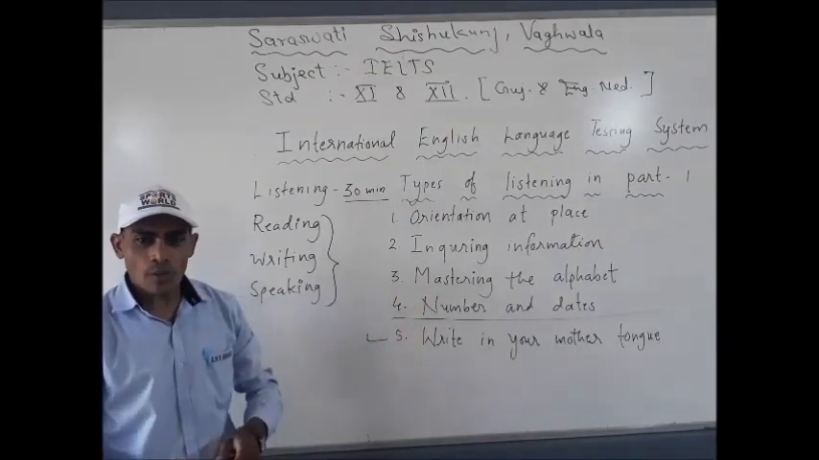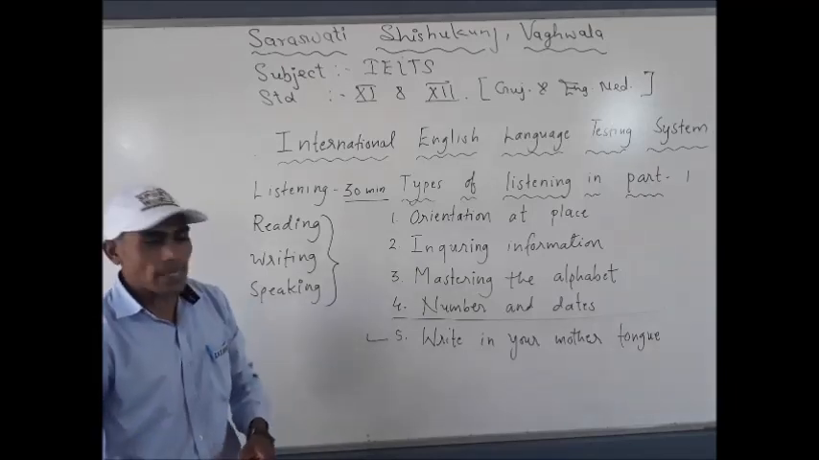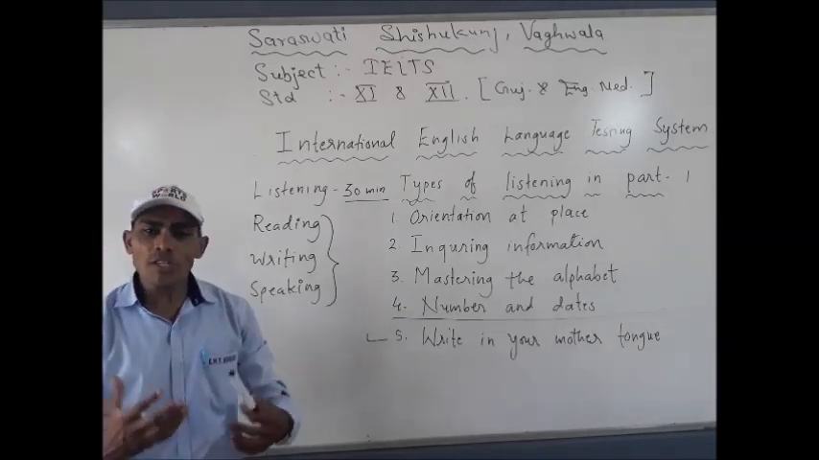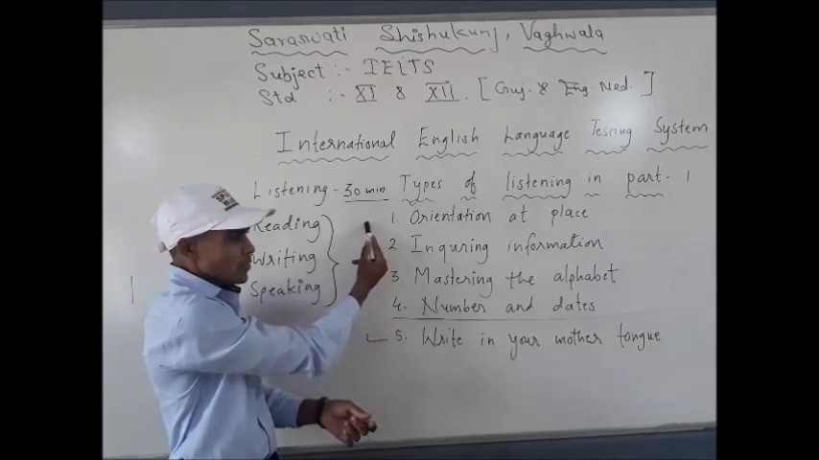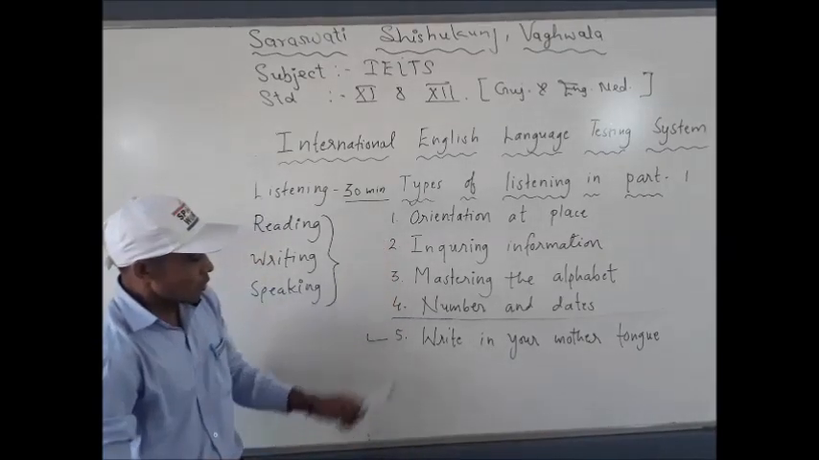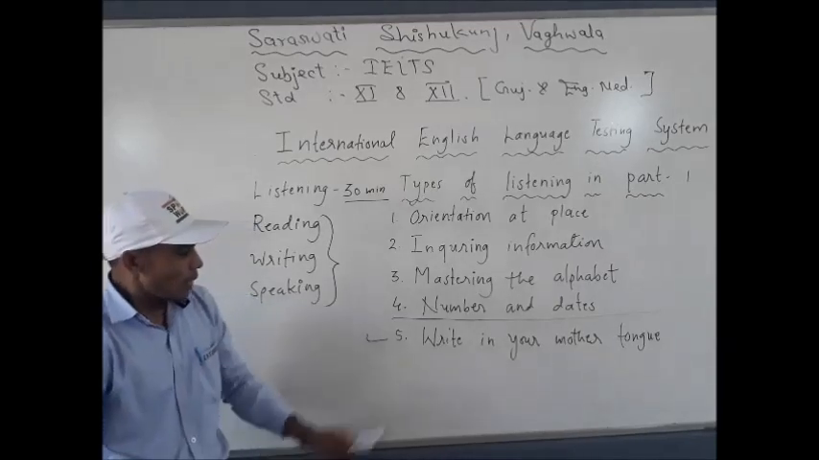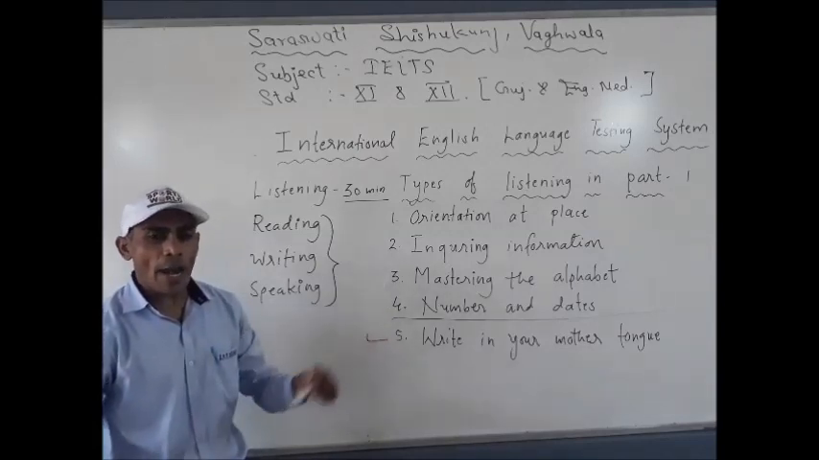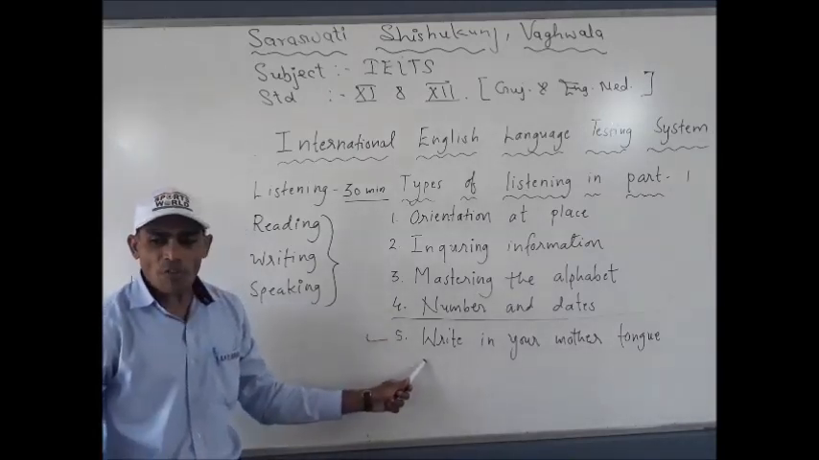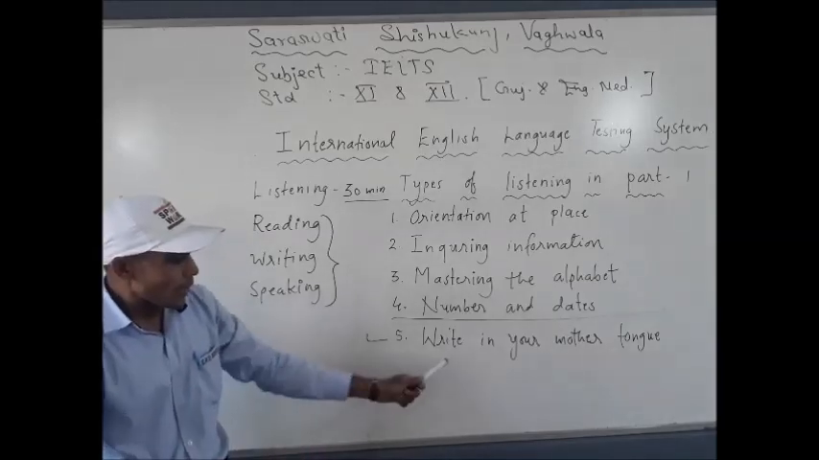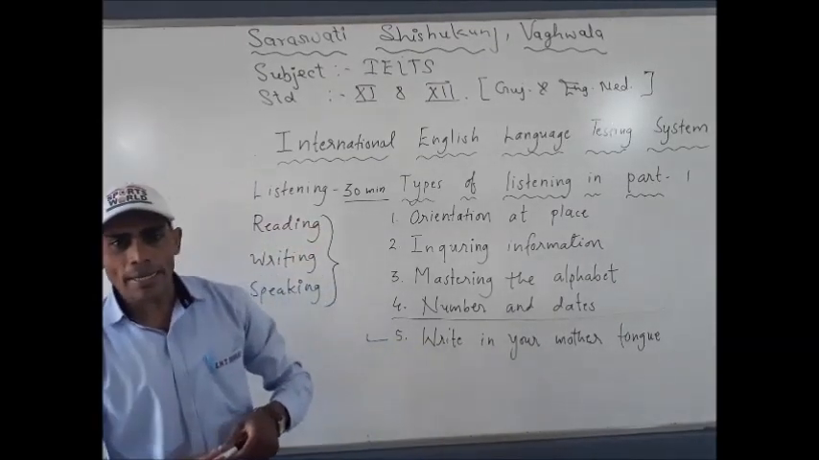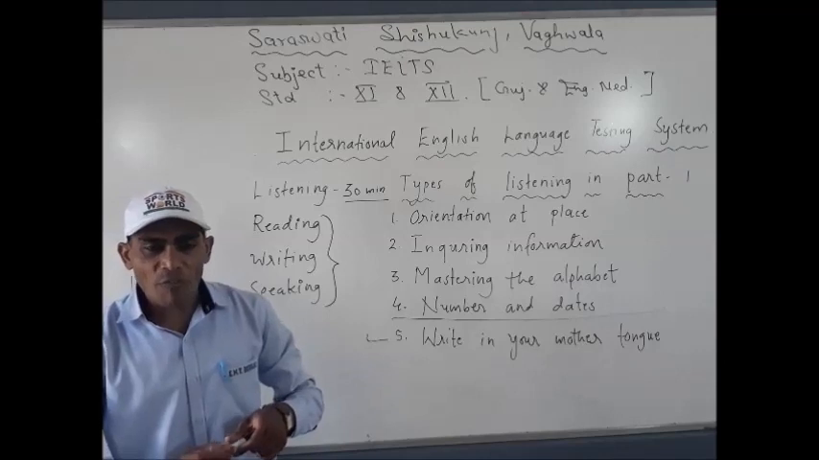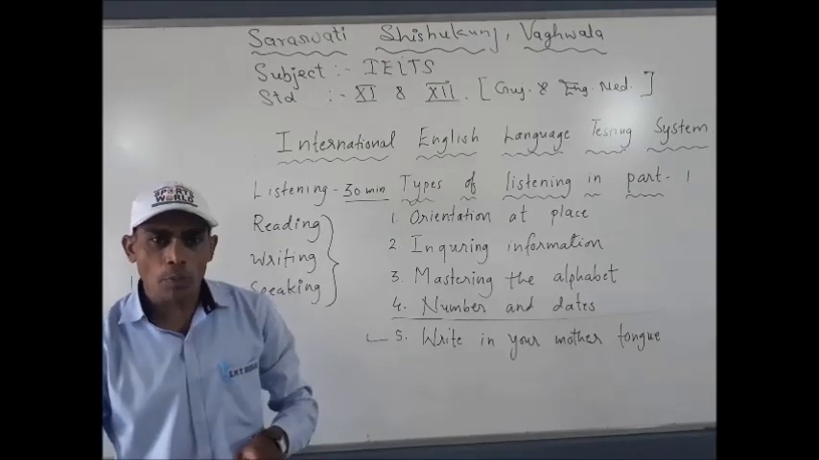That I am going to give you in IELTS listening part 1. As I said earlier, in IELTS listening part 1 these are the types of questions that you get. One is orientation at place, the second one is inquiring information, the third one is mastering the alphabet, and the fourth one numbers and dates. The fifth one I have written is not a part of IELTS listening part 1, but it is a kind of strategy: write in your mother tongue. The time duration is 30 minutes, and after you complete your listening, you get 10 minutes to transfer your answer.